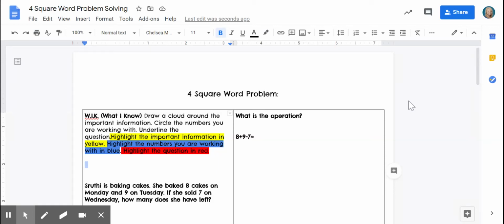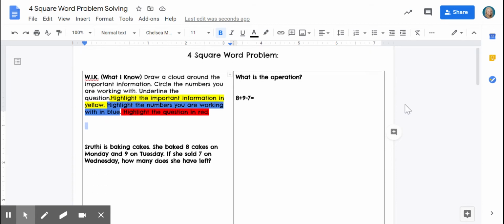Right, boys and girls, I want to talk to you about another problem-solving strategy. We're working on word problems, and those are the trickiest ones in math. So I'm giving you lots of different strategies to make sure you're getting the understanding of those. This is called the four-square word problem.